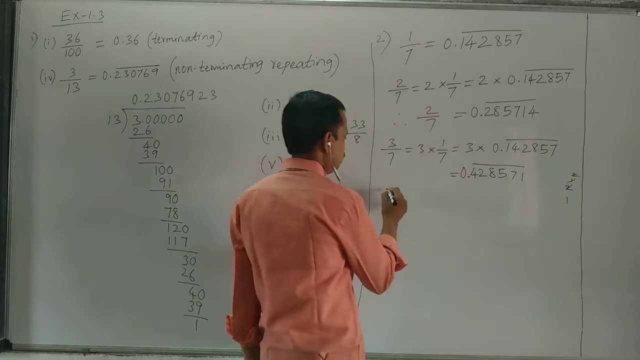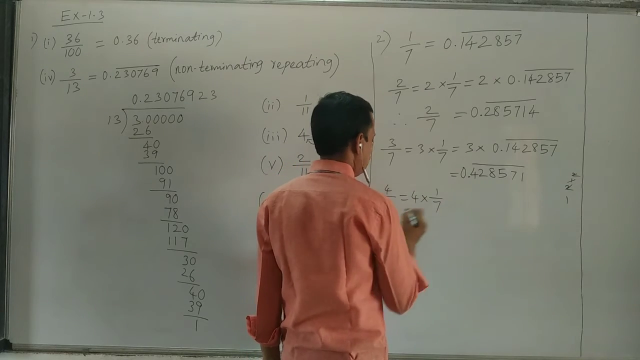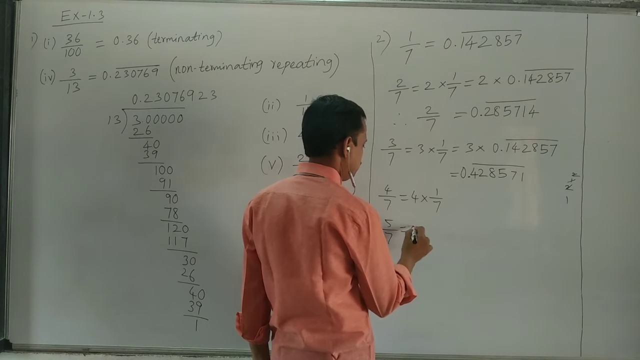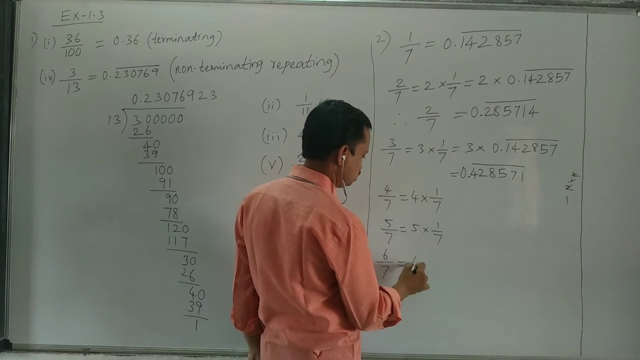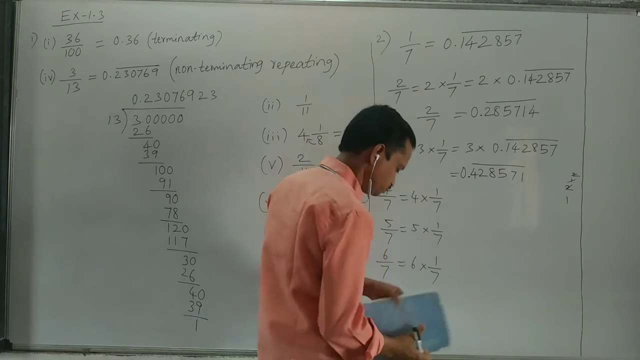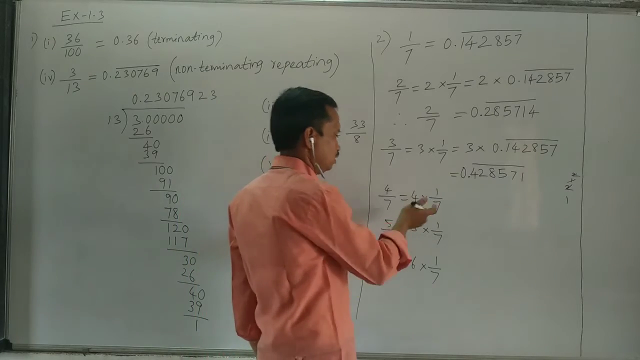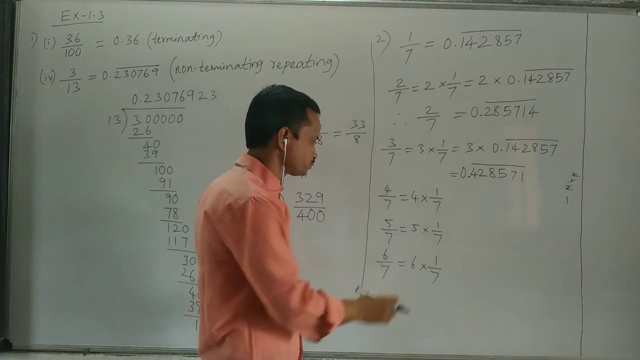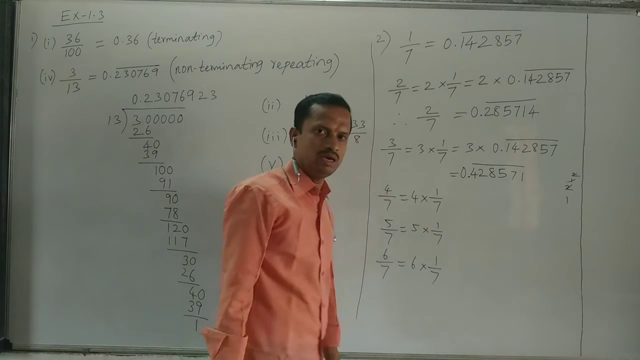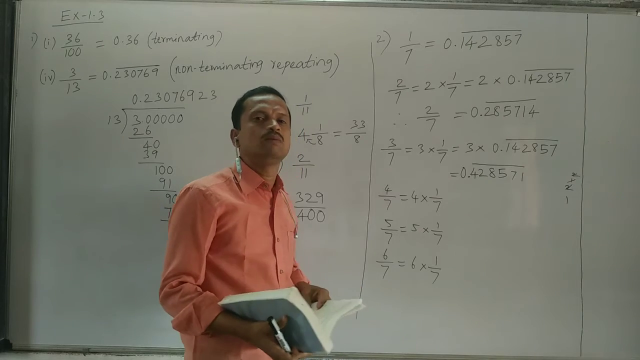So likewise, for 4 by 7, you can write this as 4 into 1 by 7. And then 5 by 7, you can write as 5 into 1 by 7. And 6 by 7, you can write as 6 into 1 by 7. So they are asking all these values, and easily you can multiply the numerator with 1 by 7. You can get like this. Okay. And now we move to question number 3.